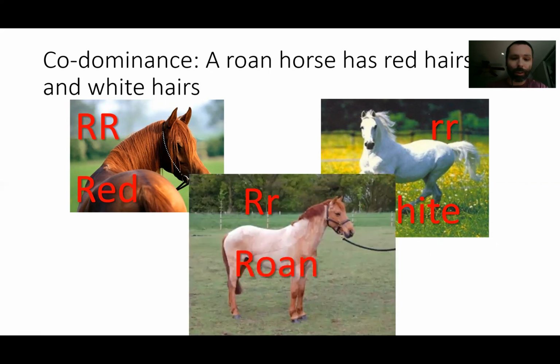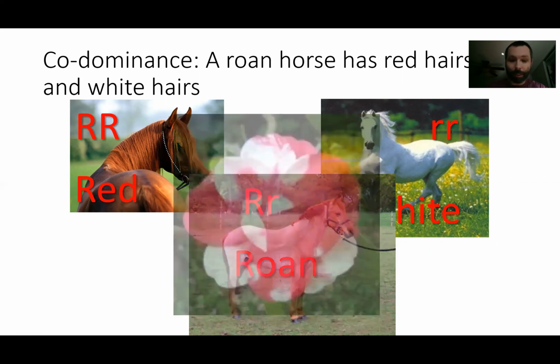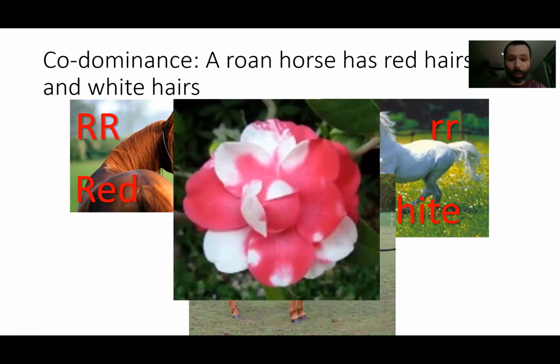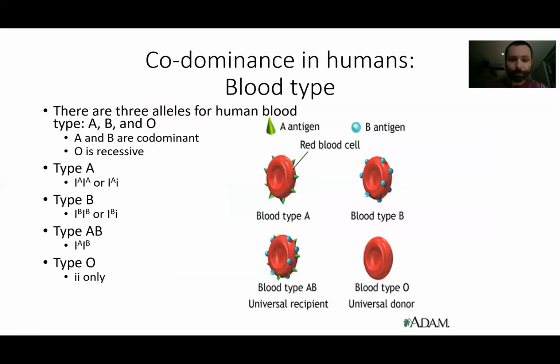So the red horse and the white horse make this roan horse that has red hairs and white hairs because some of the hairs are expressing the big R allele, and then some of the hairs are using the little r, and so it changes the color. There's no pink on that horse. And here's a flower that's showing codominance, where before, instead of the red and white making a pink, it made a red and a white flower.